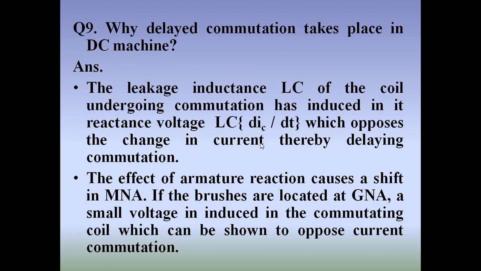Question number 9. Why does delayed commutation take place in DC machines? The answer is: the leakage inductance Lc of the coil undergoing commutation has induced in it a reactance voltage Lc di/dt, which opposes the change in the current, thereby delaying commutation.